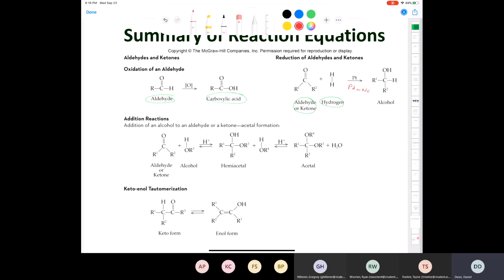The addition reaction, which I spent quite a bit of time on this evening, taking an aldehyde or a ketone, reacting with an alcohol to produce a hemiacetal, and then reacting it with the second molecule of an alcohol to produce an acetal plus H2O. And then finally, the tautomerization, which is just the change in placement of a hydrogen atom in a double bond, going from a keto form to an enol form.